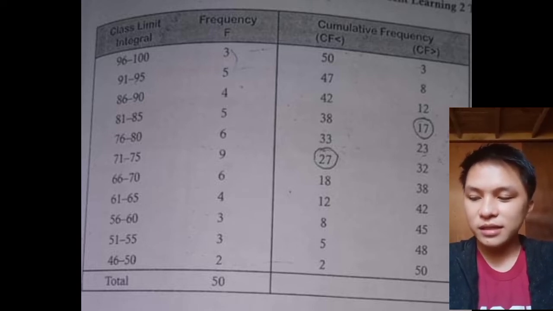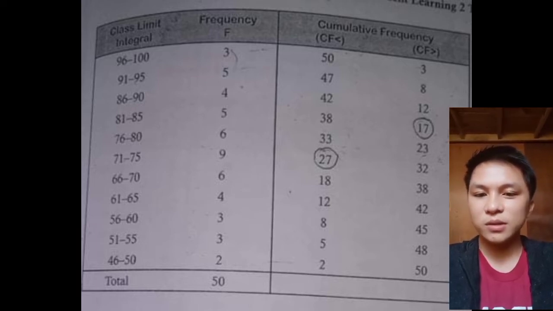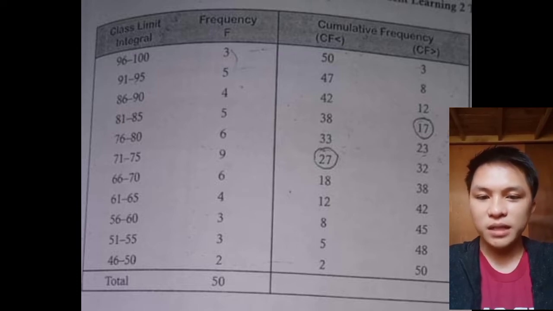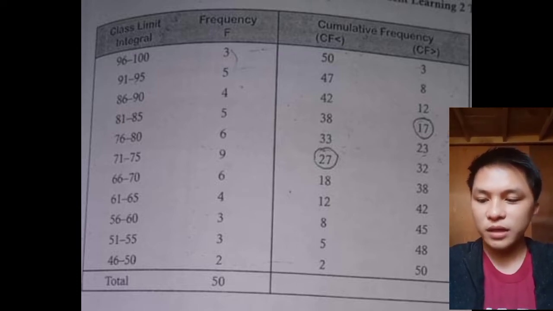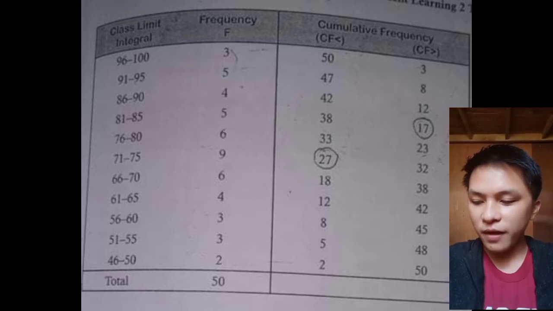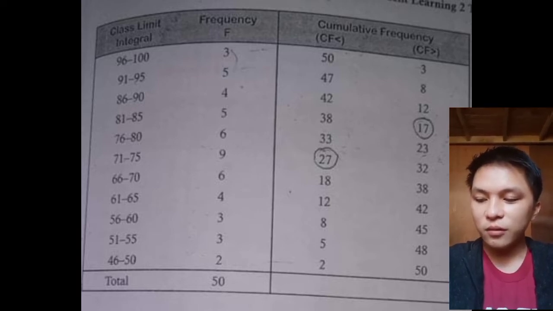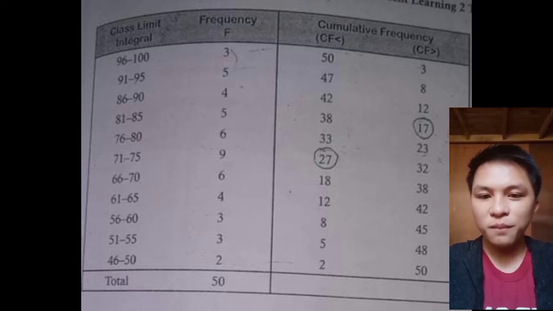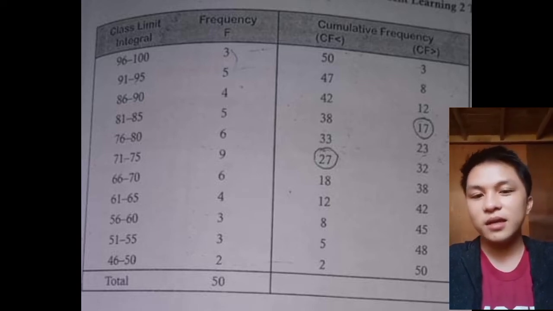Next, the third class limit, 56 to 60, has a frequency of 3. So 5 plus 3 equals 8. The fourth one has a frequency of 4, so we add 8 plus 4 equals 12. Next, the fifth class limit has a frequency of 6, so we add 12 plus 6 equals 18, and so on.